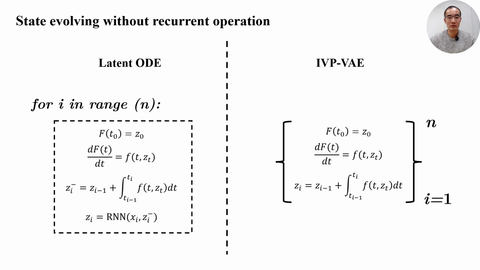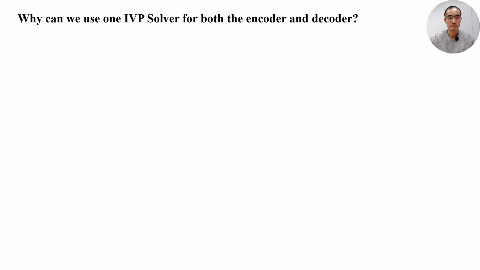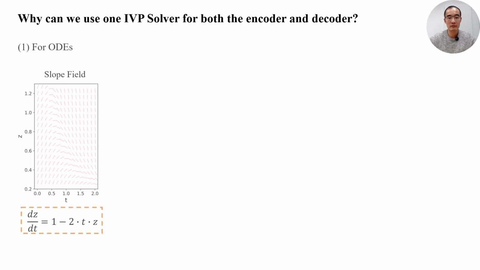So for the state evolving, compared to latent ODE, our model eliminates the recurrent units and solves multiple initial value problems in parallel. Another contribution is that we fuse the encoder and decoder with one IVP solver. This can be achieved because IVP solvers are invertible.